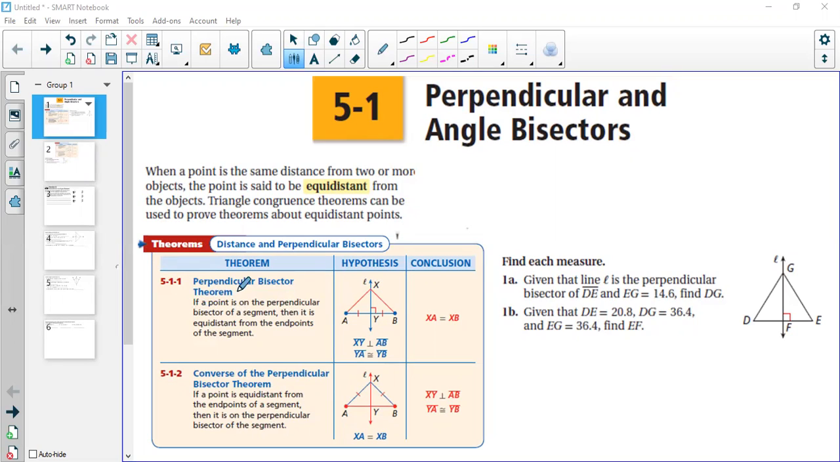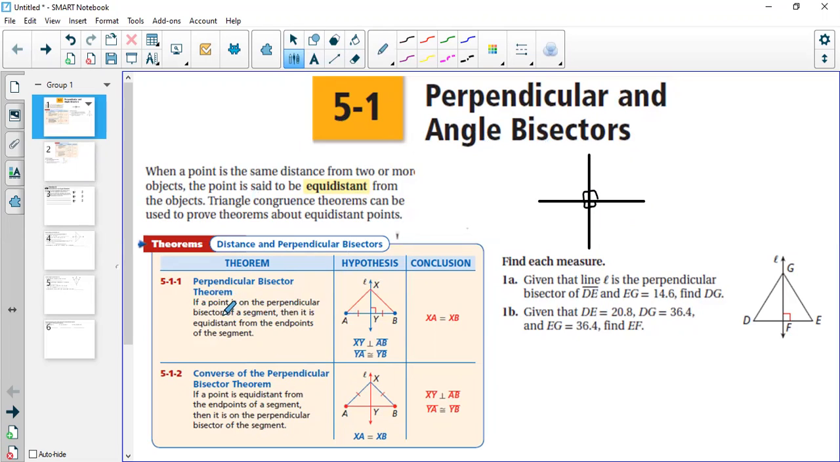To start with, the first two theorems are the perpendicular bisector theorem and the converse of the perpendicular bisector theorem. Now, what is the perpendicular bisector theorem? A perpendicular bisector consists of two lines which cross each other to make exact right angles. It will look like this: two lines which cross and make exact right angles, four right angles. This is called a perpendicular bisector.